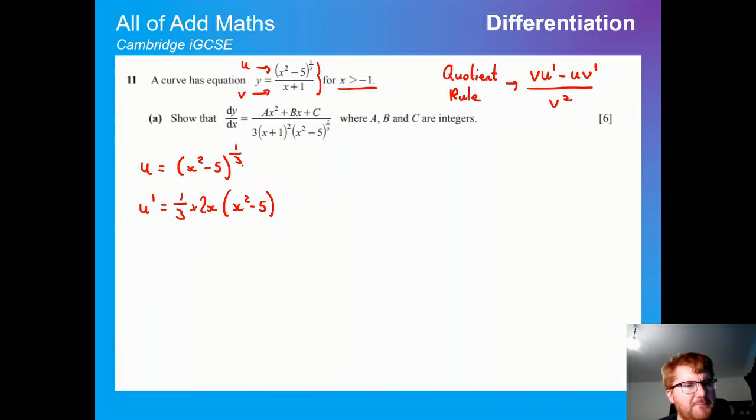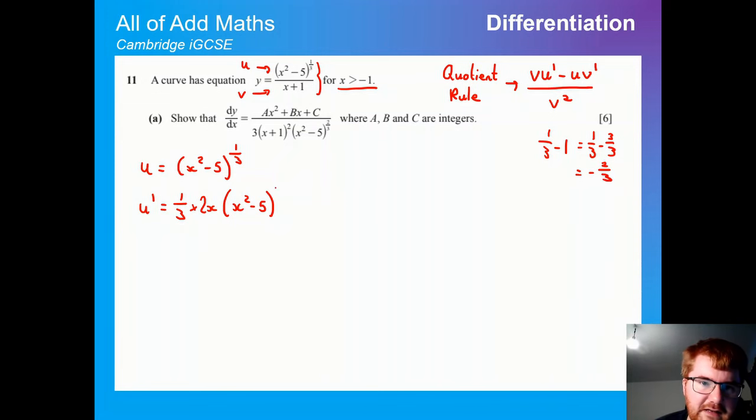This has to be really careful. So you're doing 1/3 minus 1. So this is the calculation I'm doing. And remember, that's the same as 1/3 minus 3 over 3. And that's equal to minus 2/3. So we get to the power of minus 2/3. Now we're going to take the v part. So v is equal to the bottom part, which is x plus 1. And that's a nice derivative because v dash, if we differentiate just x, a linear part, of course, it's got a gradient of 1. So therefore, that's going to be 1, making our formula a bit easier.